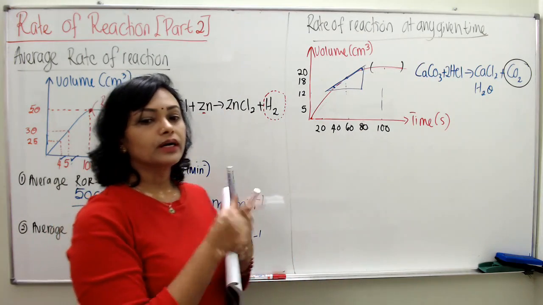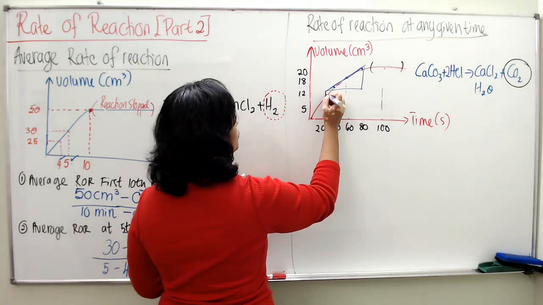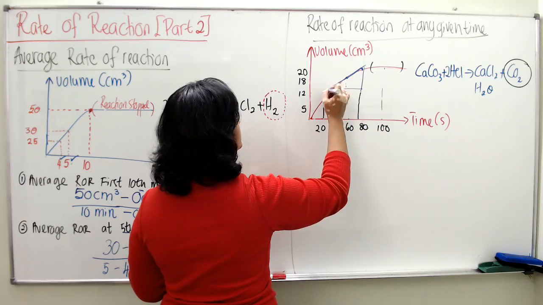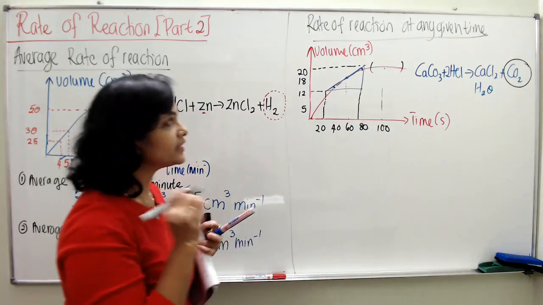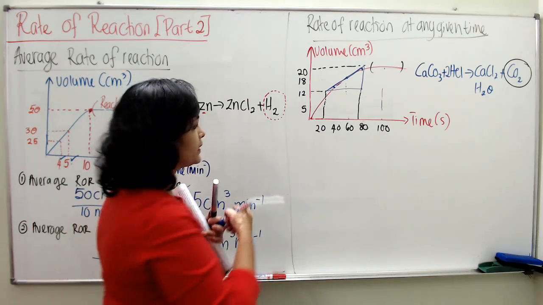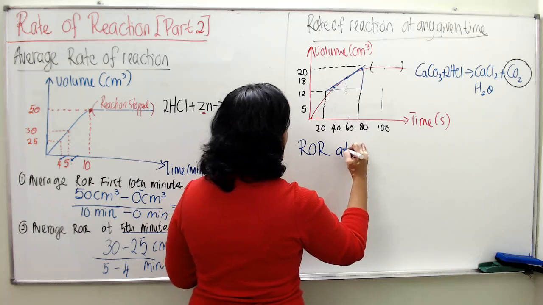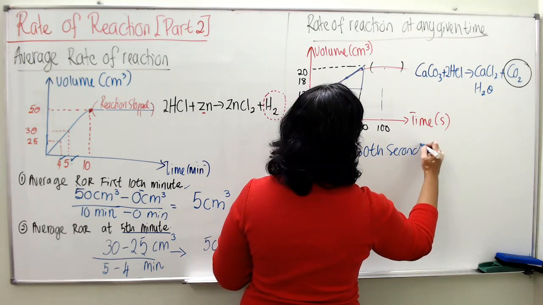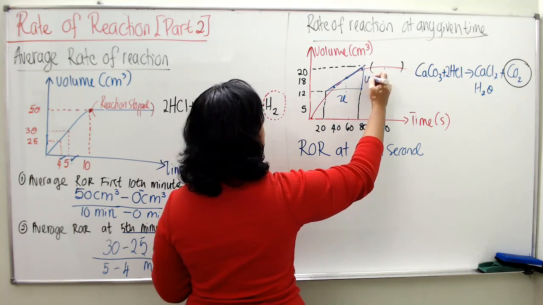Here you will find the instantaneous rate of reaction, you will get some funny numbers in order to find the rate of reaction at the 60th second. So that means when teacher asks you the rate of reaction at the 60th second, just say if here you get X, here you get Y.